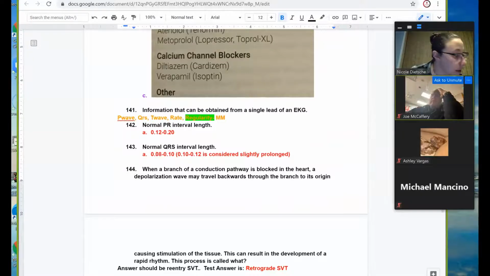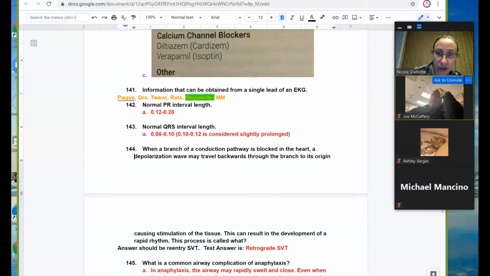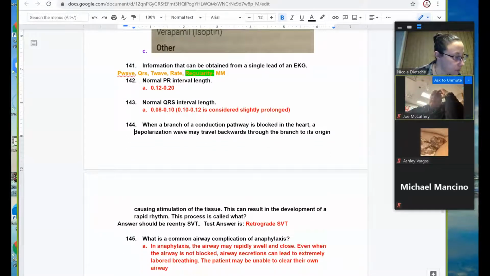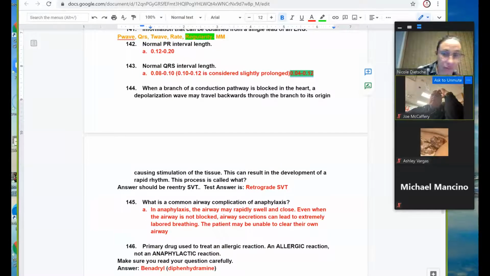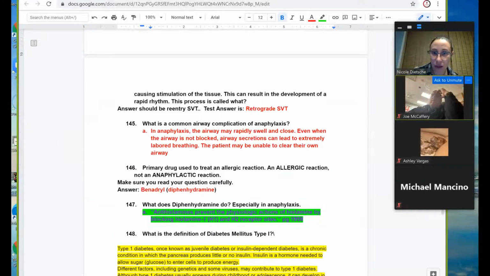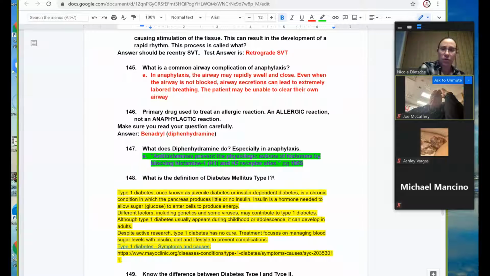Perfect. PR interval, perfect. QRS interval, perfect. I'm going to edit this one just a smidgen because it's an old school problem. It's not by much, but just for clarity's sake. Okay, good. That one I know I gave you.